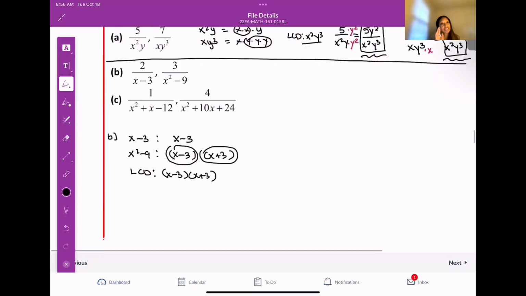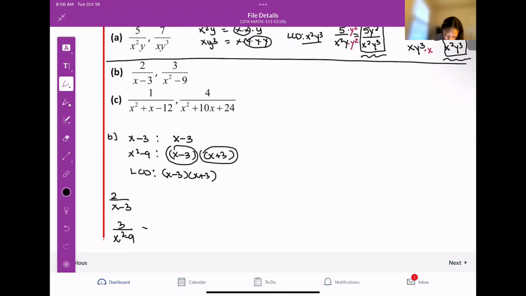All right, that's part 1. Now, what does this mean for rewriting these expressions? 2 over x minus 3 and 3 over x squared minus 9. Well, the second one is nice because the denominator is already what we need it to be. That's 3 over (x minus 3) times (x plus 3). Nothing else to do there. That's written with our LCD.